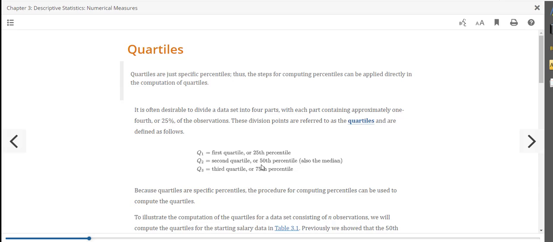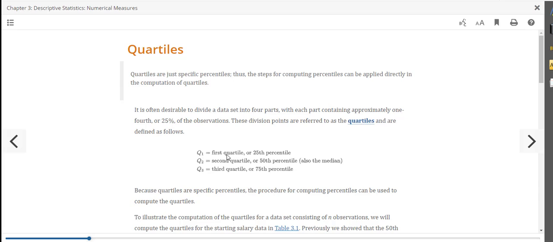Because the 50th percentile score means the score that has 50% below that score and 50% above that score. So that's exactly what we mean by the median. So the second quartile score is the 50th percentile score. So, I'm sorry, it's also the median.